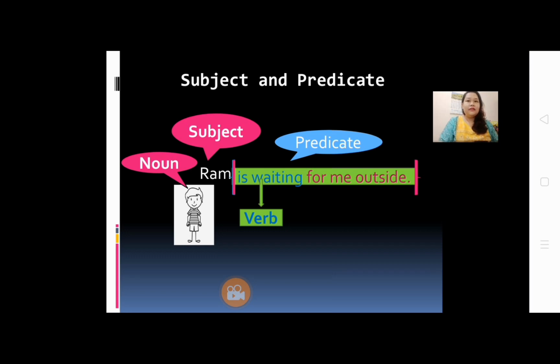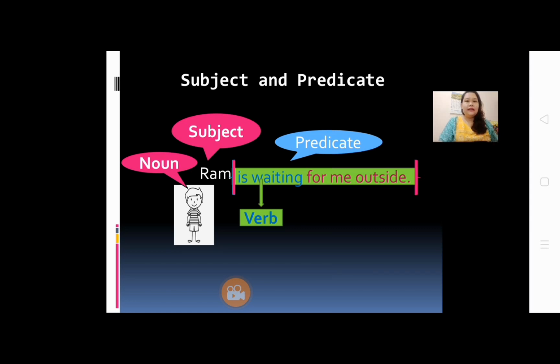Here, to find out the subject, let us read the sentence. Ram is waiting for me outside. Who is the sentence about? The sentence is all about Ram, right? So Ram is the subject and also a noun.